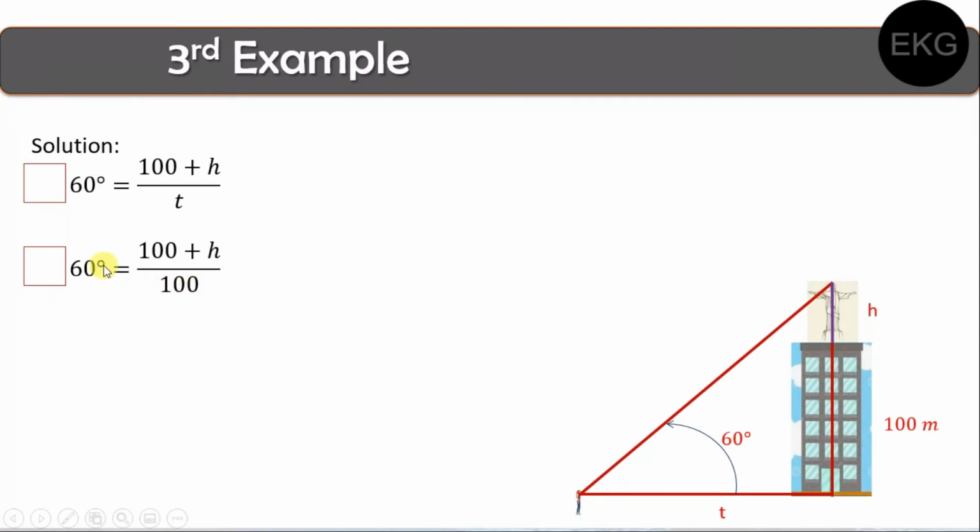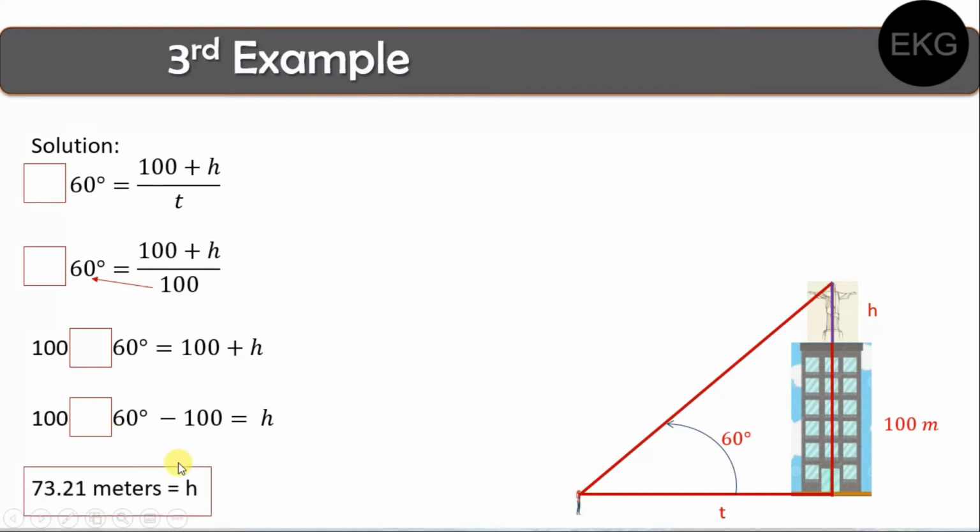Then we cross multiply the 100 to the other side. So 100 times the trigonometric function of 60 degrees, which is the most applicable here, is equal to 100 plus h. Then we move it to the other side, and it becomes negative. And that will give us the answer. If you chose the right trigonometric function, we will arrive at the same answer: the height of this particular statue is actually 73.21 meters.